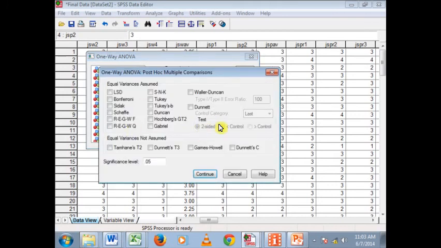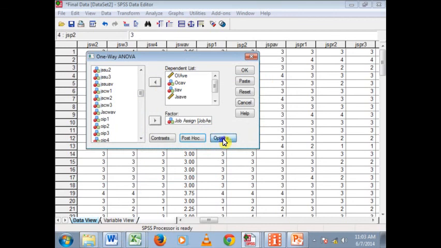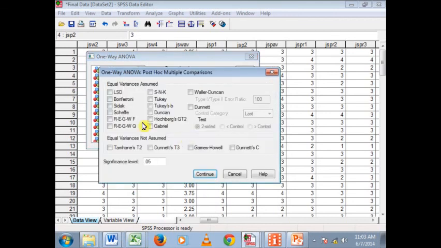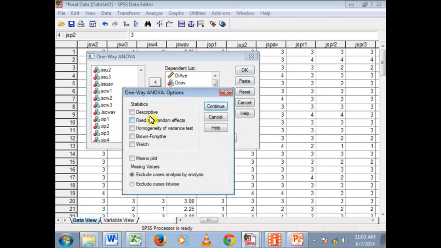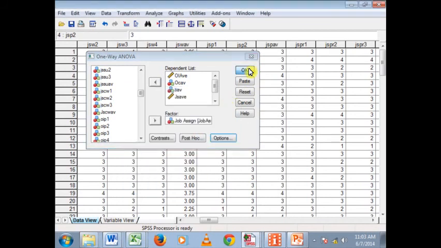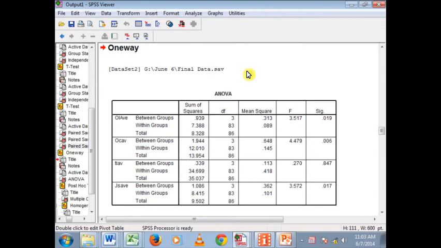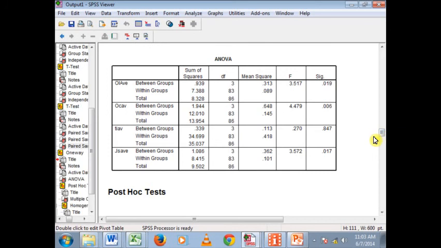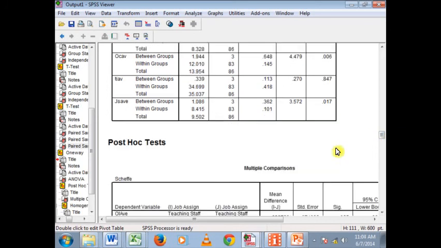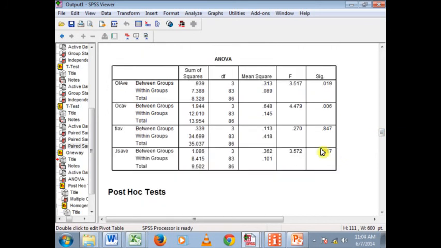The post-hoc is only one post-hoc name, Scheffe. I will explain that later. This is the ANOVA table for the two groups.